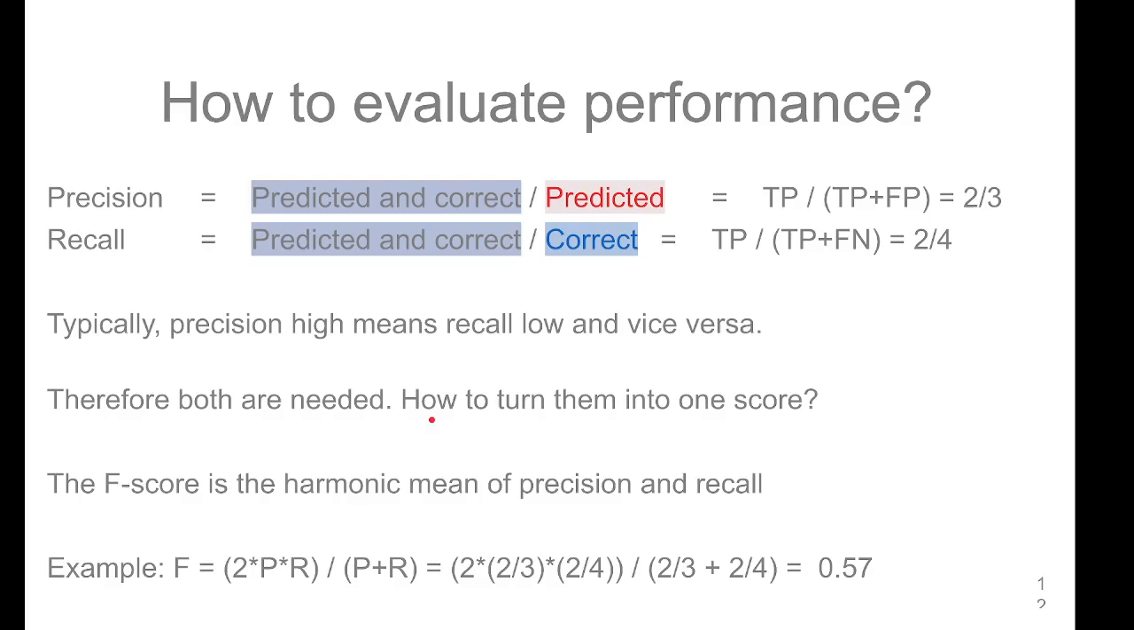And that's the reason why there's also a way to integrate those measures and come up with one final measure, the F-score, as the harmonic mean of precision and recall. Harmonic mean means it's 2 times precision times recall divided by precision plus recall. So if we put in our numbers as we calculated them, we get 0.57. So this was roughly 0.66, this was 0.5, so 0.57.